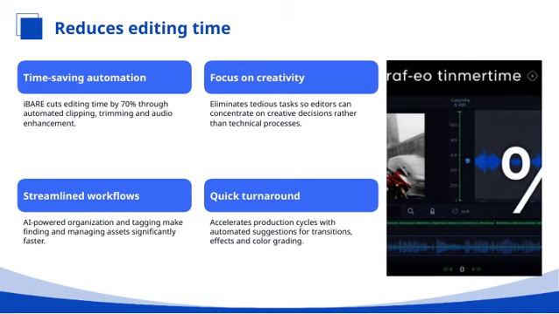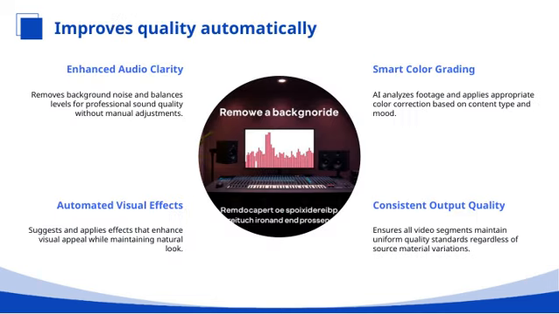All of these features come together to make editing not just faster, but also more enjoyable and creatively focused. Now, let's look at how this technology automatically improves quality across all aspects of your video. First, enhanced audio clarity is a game changer. It removes background noise and balances levels, giving you that professional sound quality without the need for manual adjustments. It's like having a sound engineer right in your software.